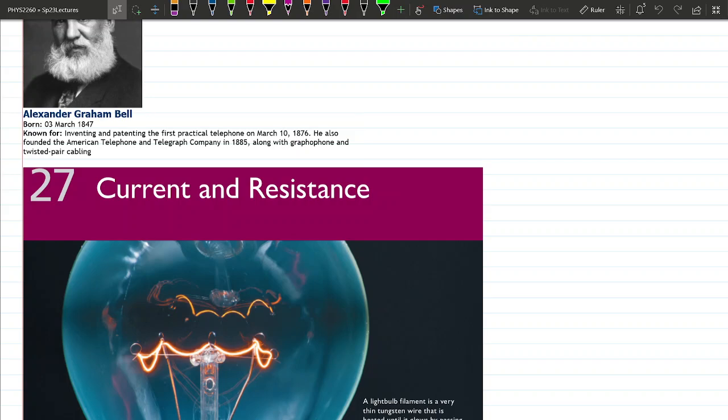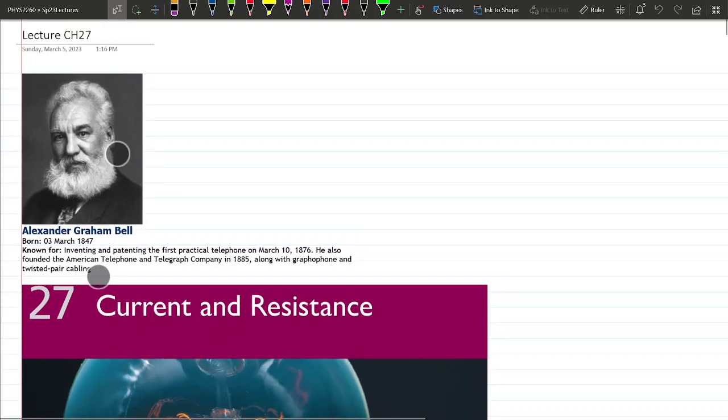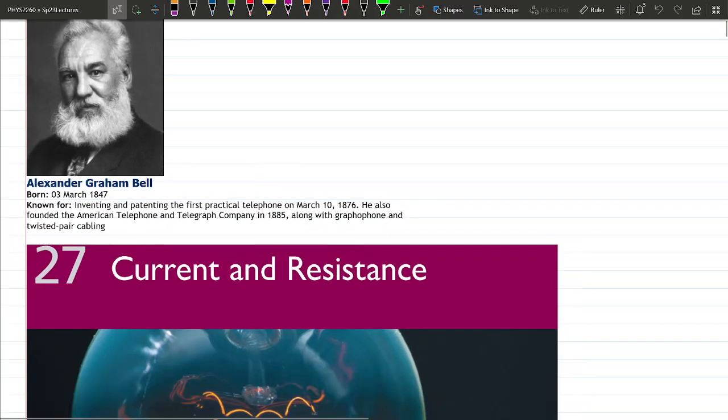But before we start, otherwise I'll forget about this guy again. Just another scientist's birthday, right? This is actually March 3rd, which is last Friday, so we're a little late. But hopefully a lot of you know who this is, Alexander Graham Bell. What did he invent? Telephone, yeah. So he got credit for inventing the first telephone, let's just say that.